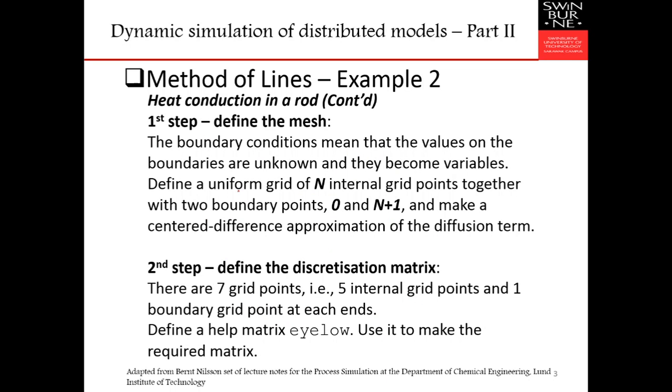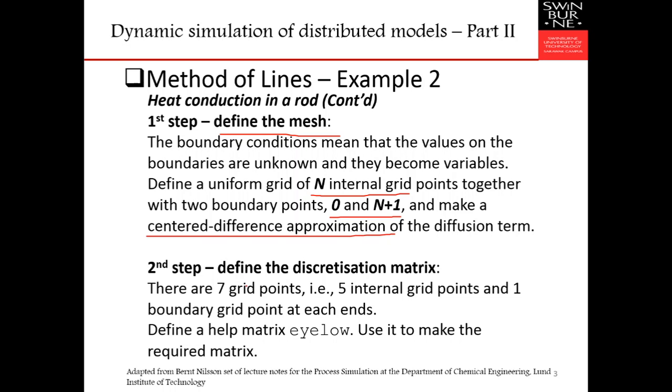We solve this problem using the method of lines. The first step is to define the mesh. So we take n internal grid points, and then we also have 2 boundary points at 0 and n plus 1. And we use center difference approximations.